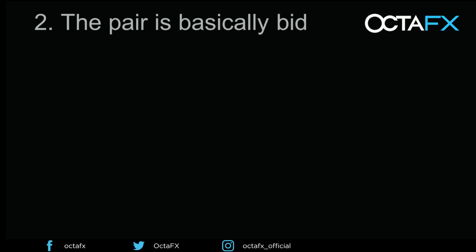Okay, now let's talk about the second point. Let's dive a bit deeper. The pair is basically bid. When I say that, what do I mean? That Eurodollar has support, that if nothing happens, the pair goes up.